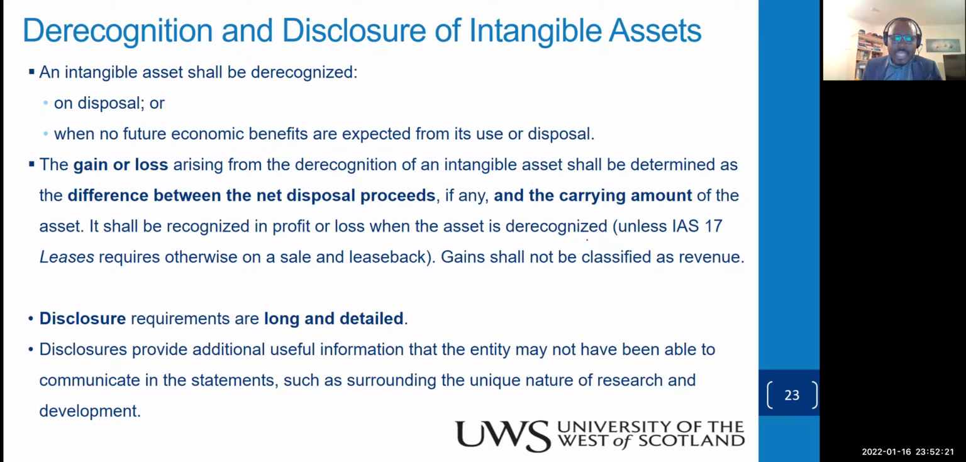One thing we should look at is that again, it shall be recognized in profit and loss once you derecognize it, unless you are dealing with leases, in which case we are looking at sale and leaseback. We'll look at that one differently. Under leases it is quite different. And remember, any gain on disposal should not be classified as revenue. No, you should classify it as gain on disposal of intangible, all right?